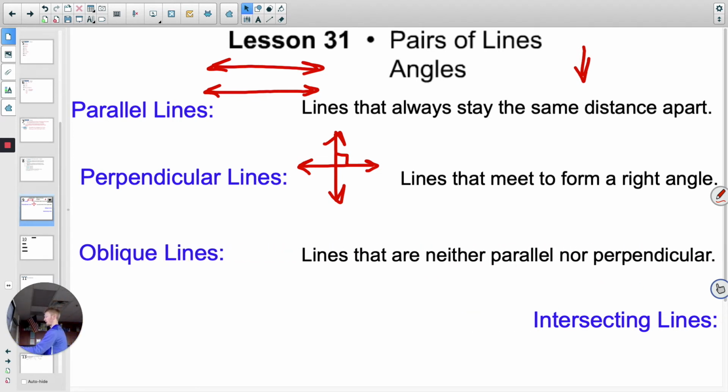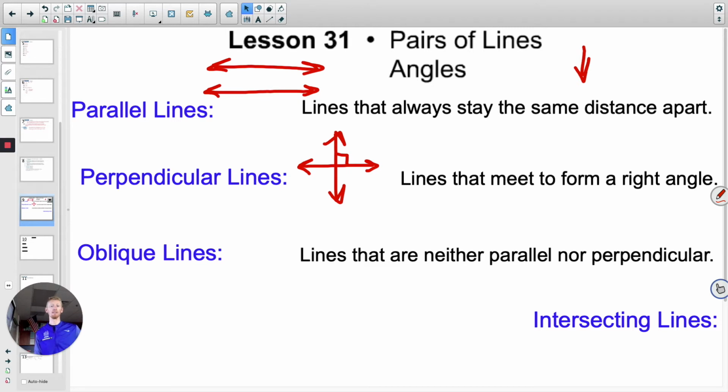Then you have oblique lines. These are lines that are neither parallel nor perpendicular. So they're not like this or this or this or this, but they're just a little bit off. A little bit off one way or the other. So this would be an example of oblique lines. I have one that goes like that, and one that goes like this. When they meet, they're not going to form a perfect 90 degree angle, but they're not parallel either.